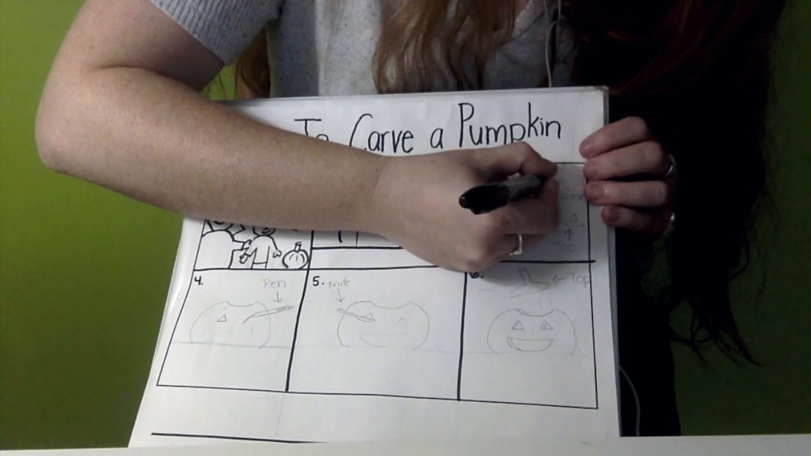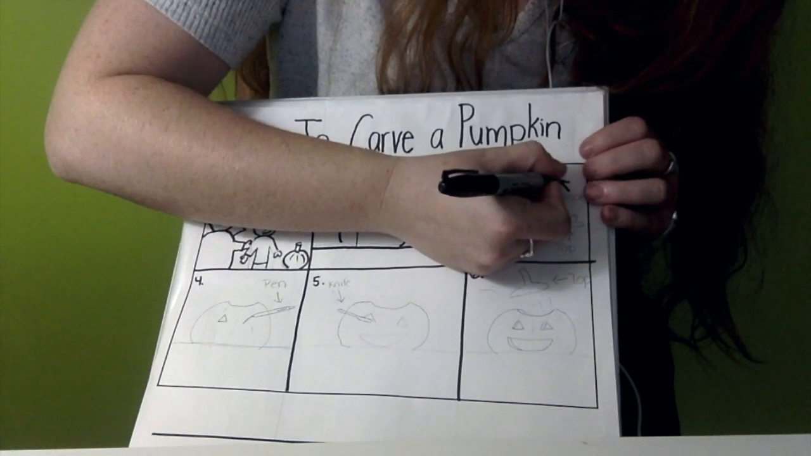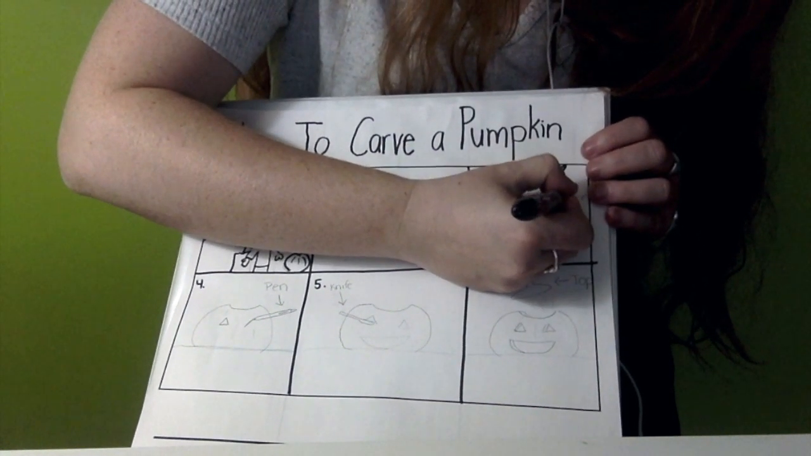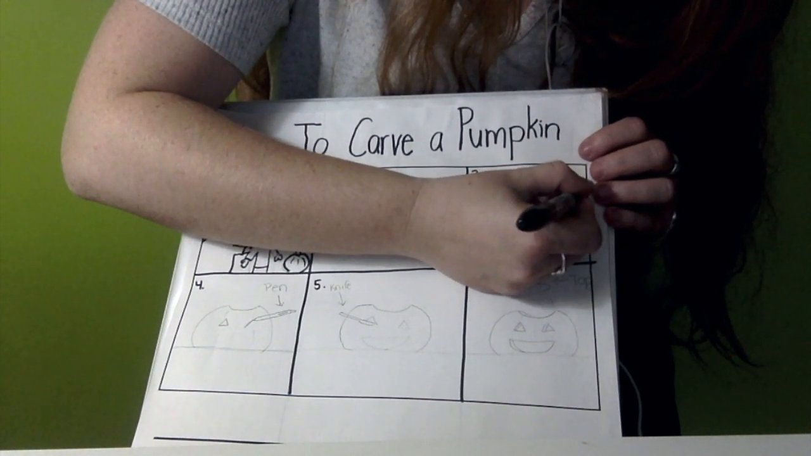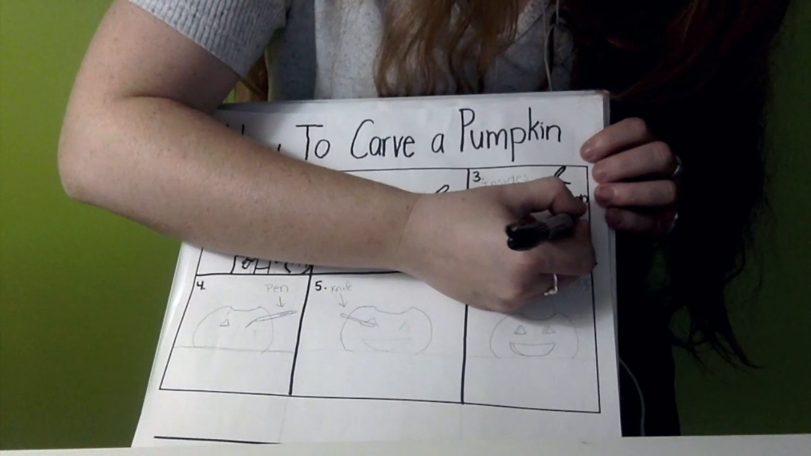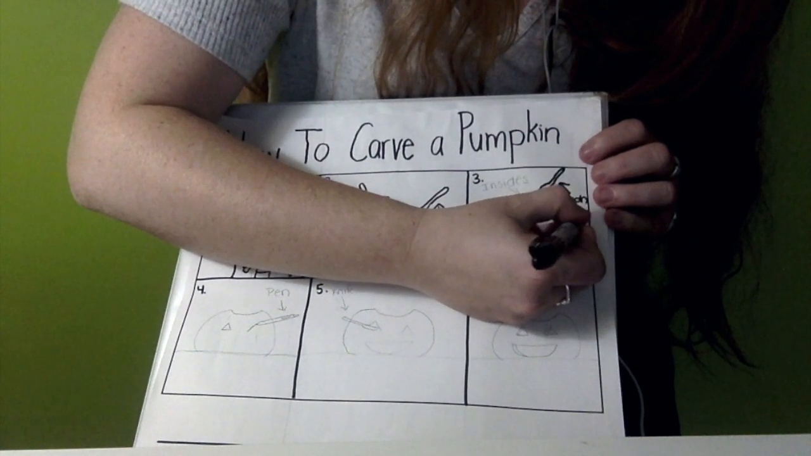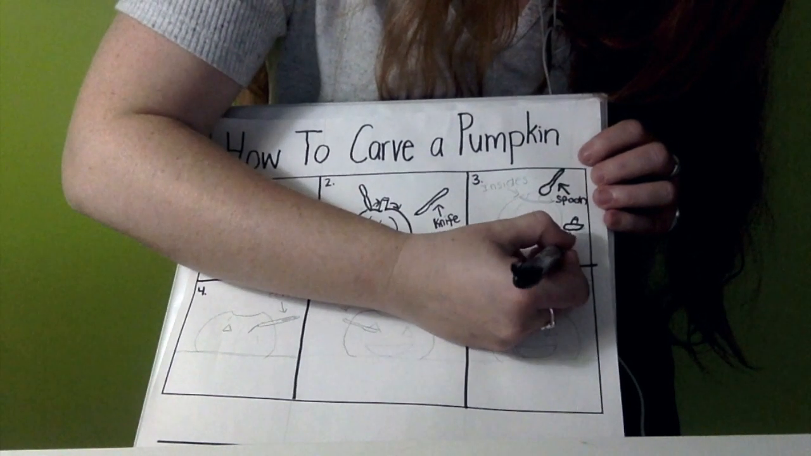Here, you're going to need a spoon. So I'm going to say use a spoon to scoop out the inside of the pumpkin. So I'm going to label spoon because it's important here that you know you need a spoon. I'm going to show that the top is off because that's important also for my audience to understand that the top is not on when we are scooping out the insides of the pumpkin.